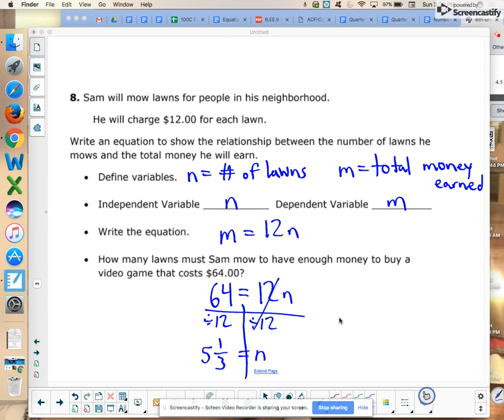However, I don't think the customer would be very happy if you only mowed a third of their lawn, and you probably wouldn't get paid. So in this problem, we're going to have to round up no matter what, because if he only mows 5 lawns, he makes $60. So he's going to have to finish mowing that 6th lawn. So the final answer is Sam has to mow 6 lawns.